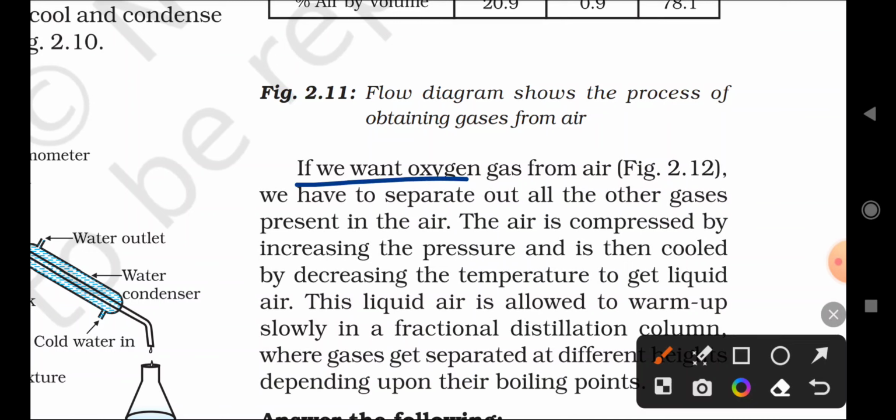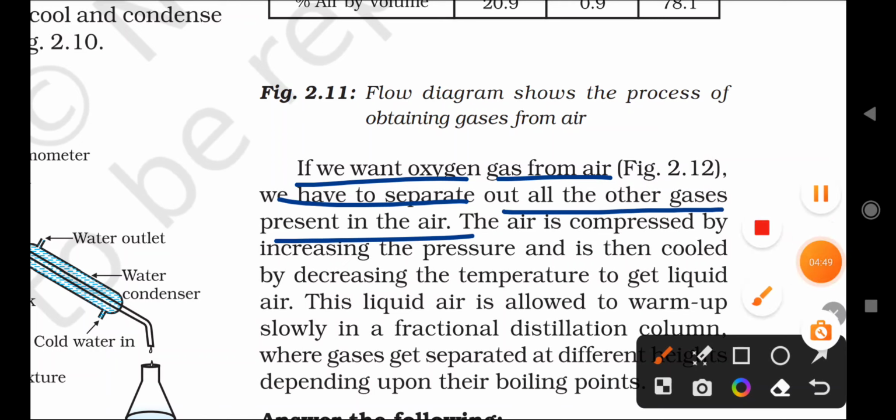If you want oxygen gas from air, you have to separate out all the other gases present in the air. Already we learned that air is a mixture of several gases. It contains a variety of gases like nitrogen, oxygen and carbon dioxide. To obtain oxygen, you have to separate the remaining gases present in the air.